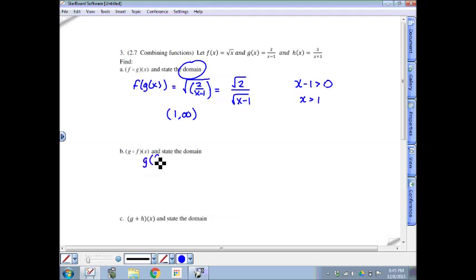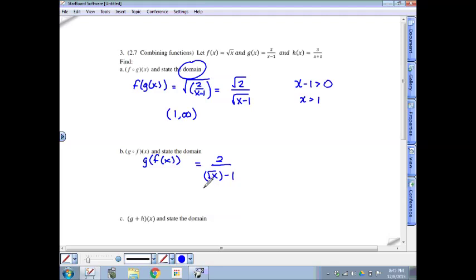Now for here, the other direction for the composition, this time f goes into the g function. So the g function is right here. It's 2 over an input minus 1. In this case, our input is the f function, square root of x. So that's our composition right there.